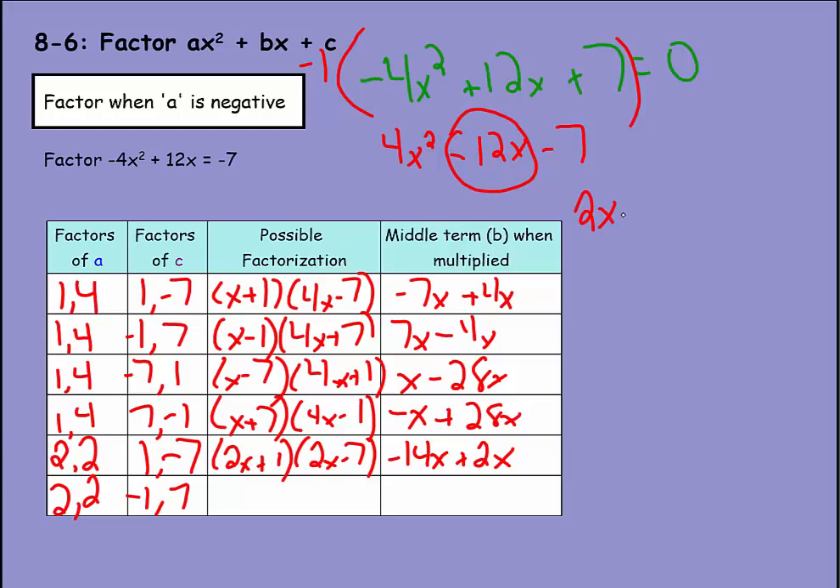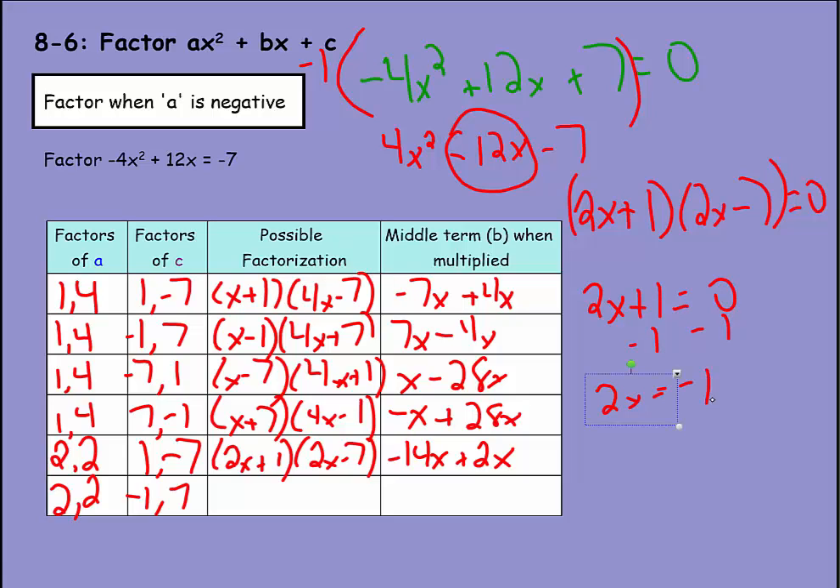So 2x plus 1, 2x minus 7, and that needs to equal 0 because we're doing an equation. So we need to make both of these equal 0. So we have 2x plus 1 equals 0. Subtract 1 from both sides. 2x equals -1. So that would be -1/2 for x.